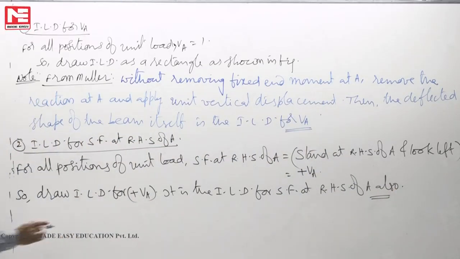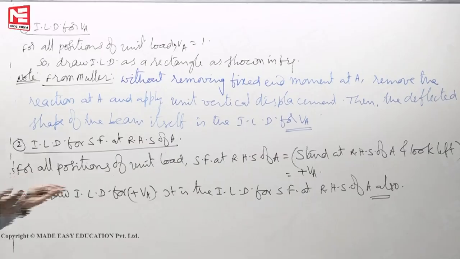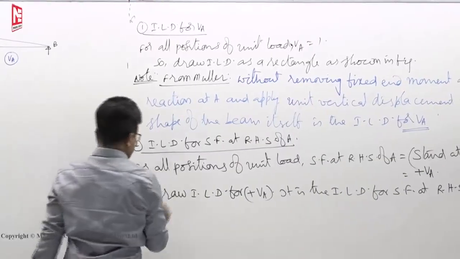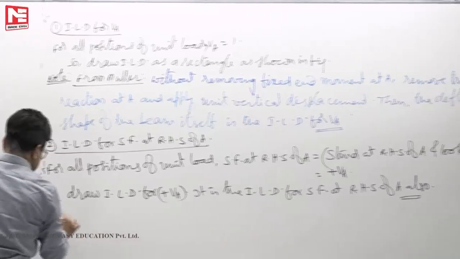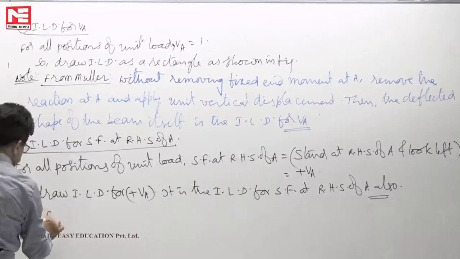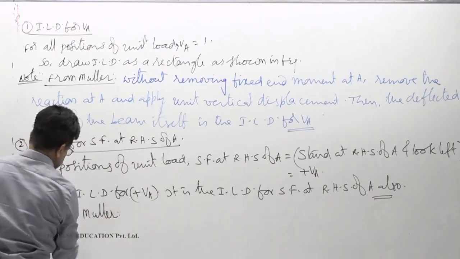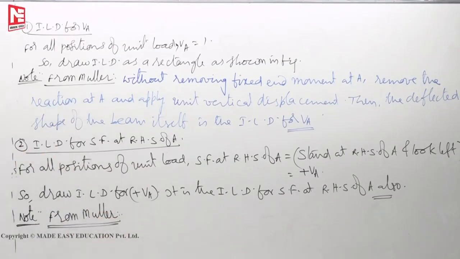But this much only for one point, one cantilever is there, we can manage. If cantilever is attached to some other beam, this way you cannot find it. So Muller. Now what we have to do?